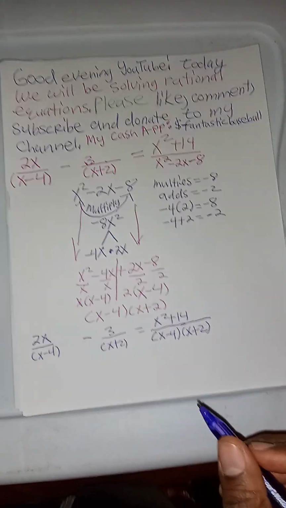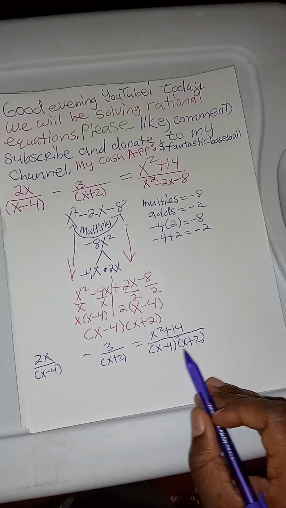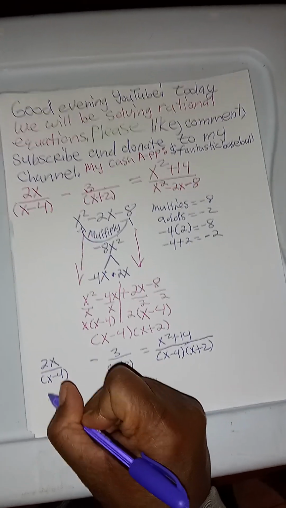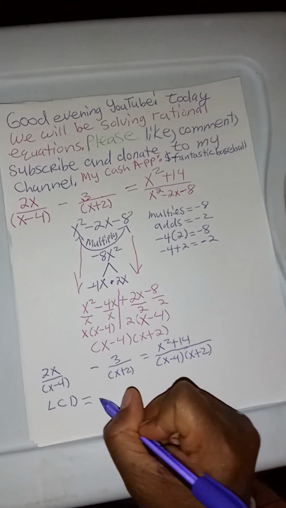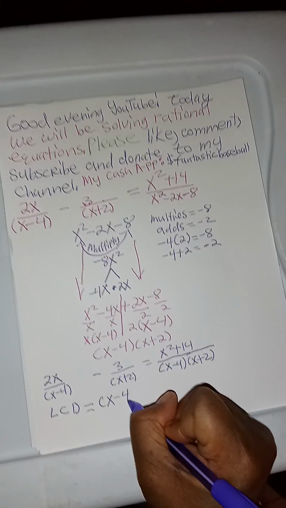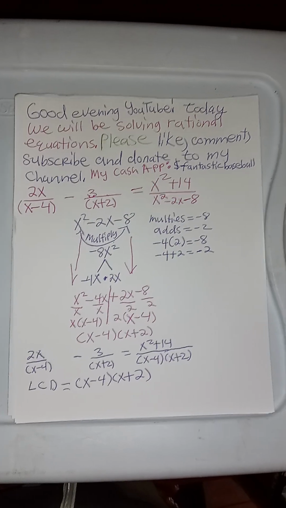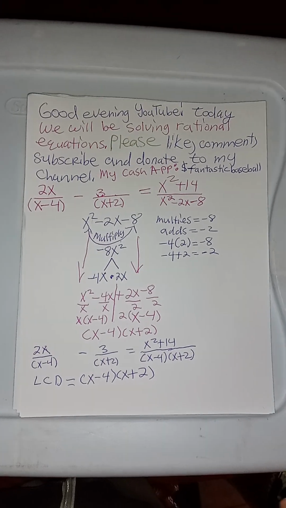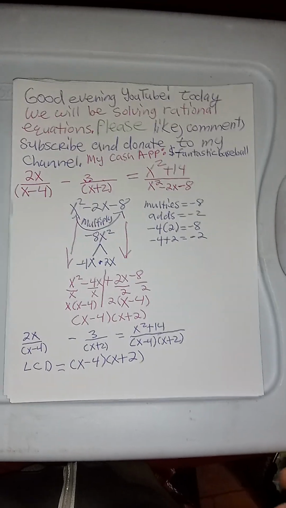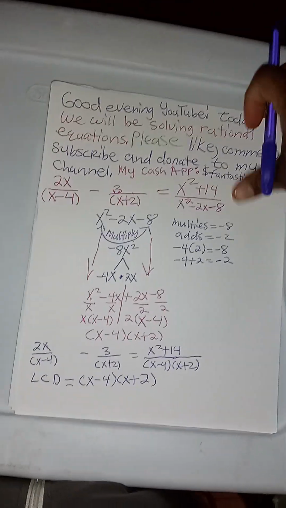Now we see we have denominators of x minus 4, x plus 2, x minus 4, x plus 2. So the least common denominator, also known as the LCD, is going to equal x minus 4 times x plus 2. So we want to multiply through the entire problem to get rid of the denominators. This is an attempt to get rid of the denominators. So let's get started on that part.